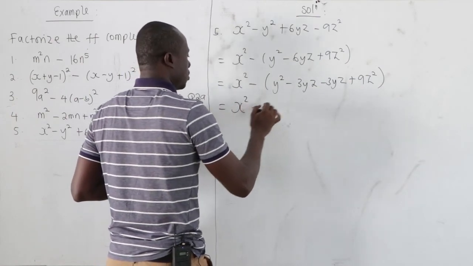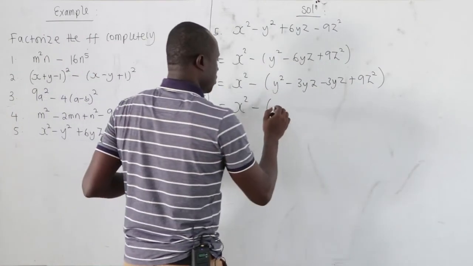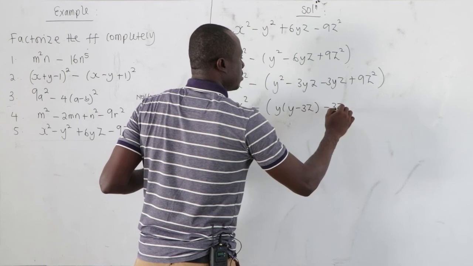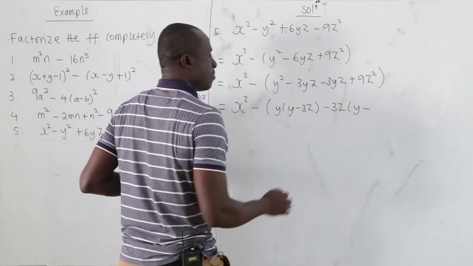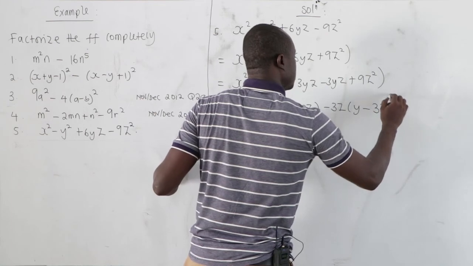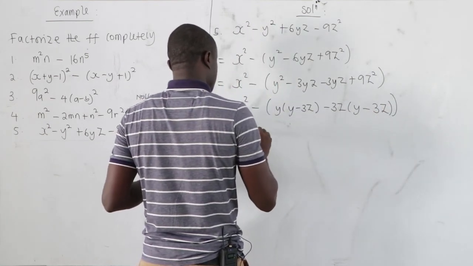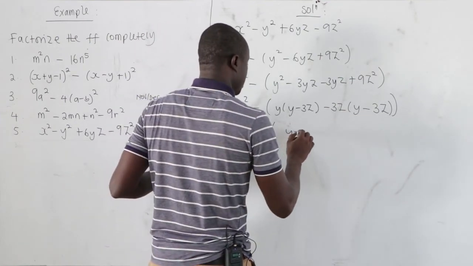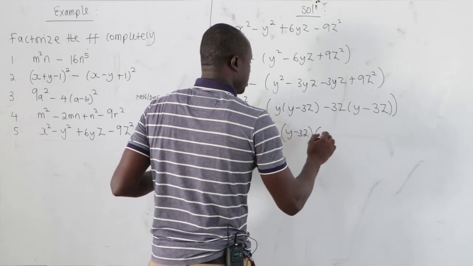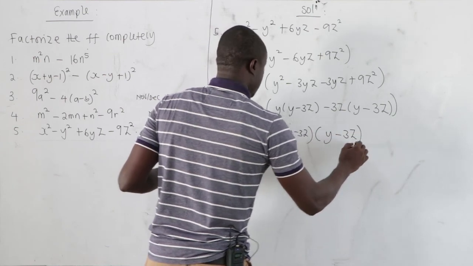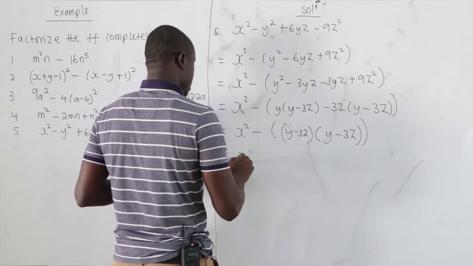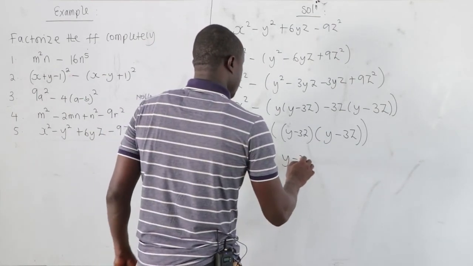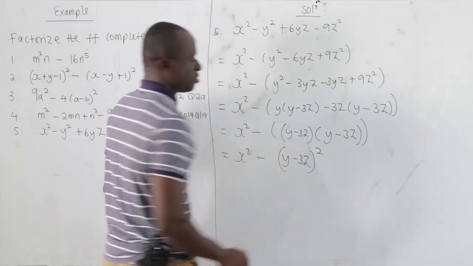So this we have x squared. Factorizing this, taking the two terms, we have y(y minus 3z) minus 3z(y minus 3z). Now we have x squared minus, now let's see, y minus 3z common. Let's bring the y minus 3z out. What is left? We have y minus 3z. And from here, we have x squared minus (y minus 3z) times (y minus 3z). And this is the same as (y minus 3z) all squared.